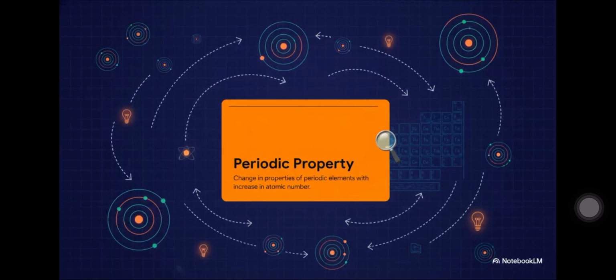Now, what's really interesting about this slide is the definition of a periodic property. It's the actual change or the periodic variation in those properties as the atomic number goes up. And this is a total game changer because it proves the periodic table isn't just some storage cabinet for elements. It's actually a dynamic map of physical changes. If you know how to read these properties, you can predict exactly how an element is going to behave just based on its zip code on the table.